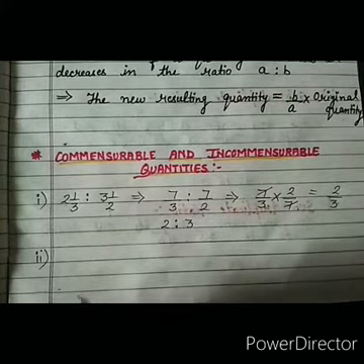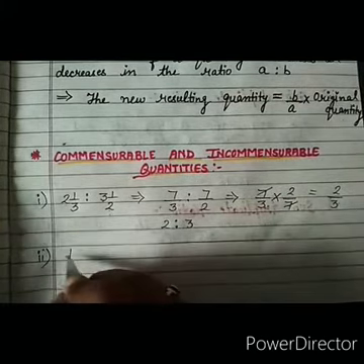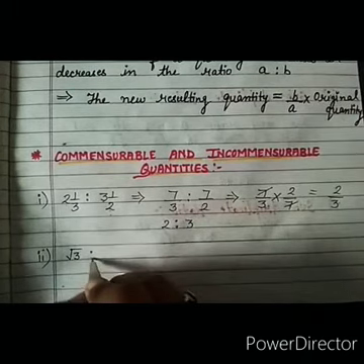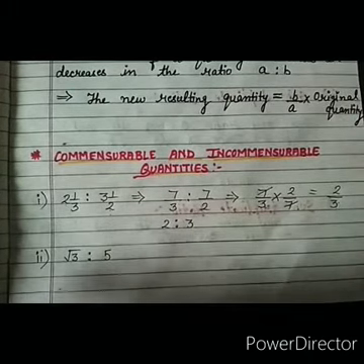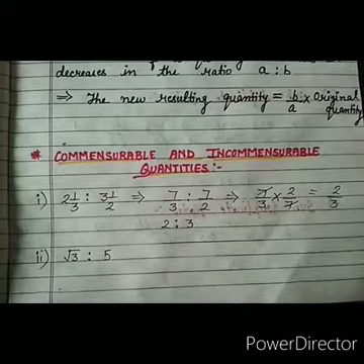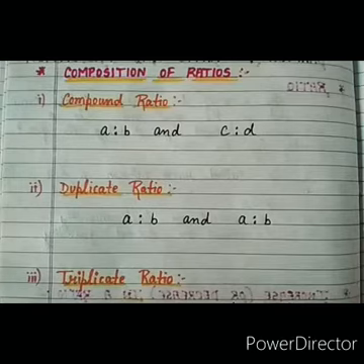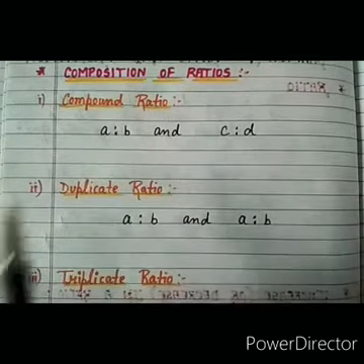Now the next example is root 3 and 5. This cannot be converted into the ratio between two integers, so it is known as incommensurable quantities. Now the next topic is composition of ratios. In that we have the first part, compound ratio.